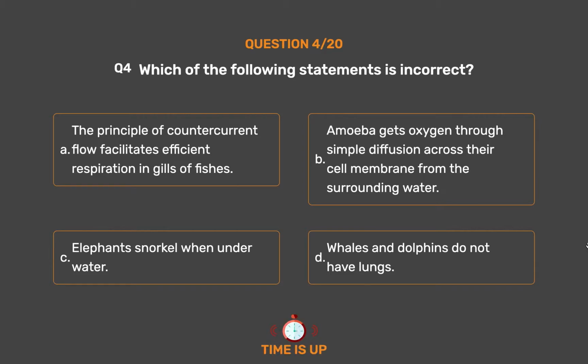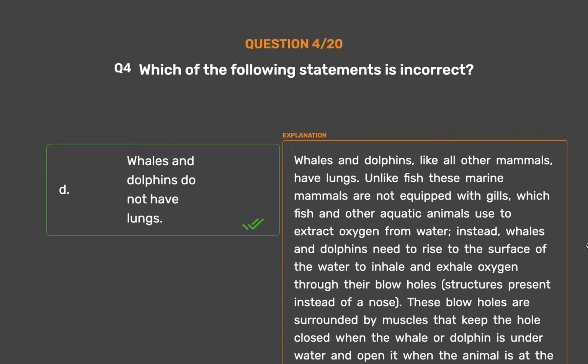The correct answer is option D. Whales and dolphins do not have lungs. Whales and dolphins, like all other mammals, have lungs. Unlike fish, these marine mammals are not equipped with gills, which fish and other aquatic animals use to extract oxygen from water. Instead, whales and dolphins need to rise to the surface of the water to inhale and exhale oxygen through their blowholes, structures present instead of a nose.